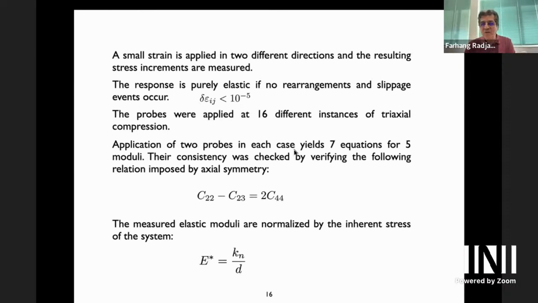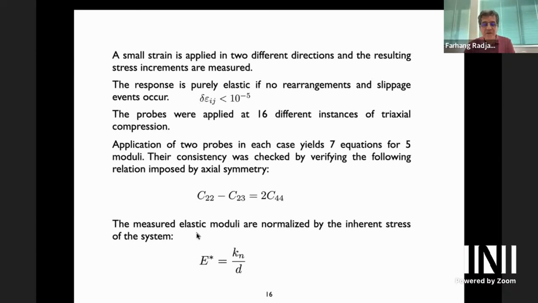We have more equations than unknowns, so we can check the consistency of the results, especially this relation, which is imposed by symmetry. We check it, and we see that most of the time our error is below 1% in the evaluation of elastic moduli, except when we reach the peak. After the peak, the error can increase. It can go up to 10% of error in the evaluation of the elastic moduli.